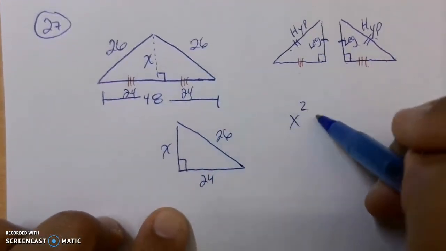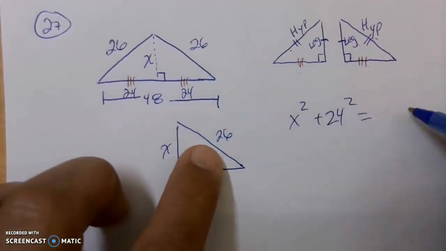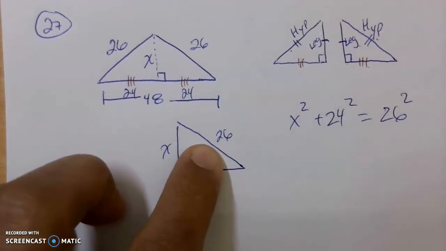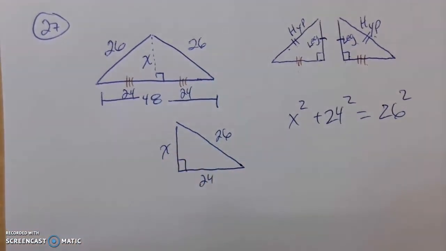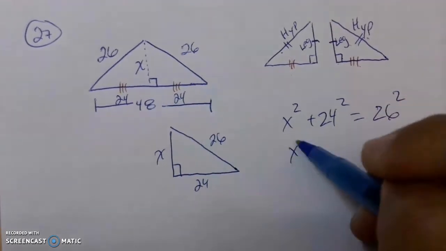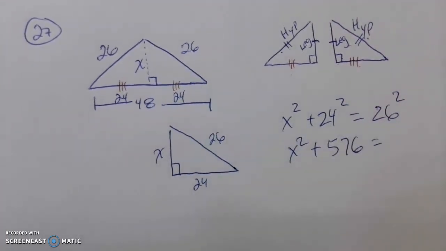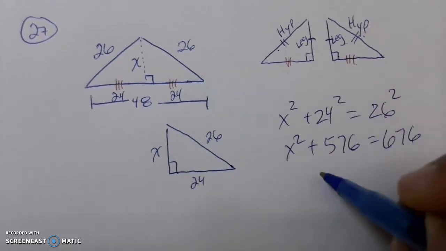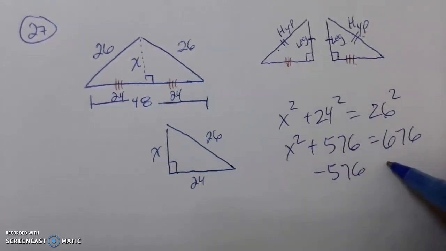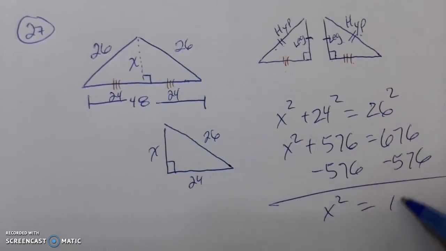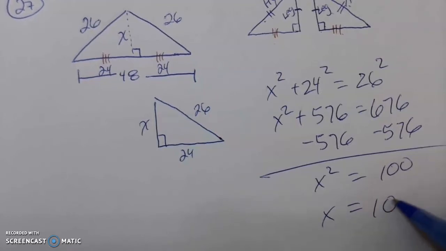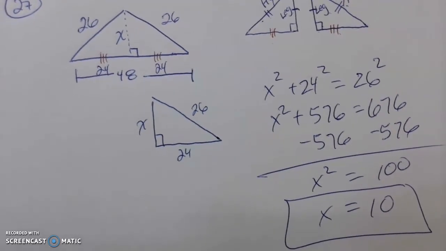We're going to do our a squared plus b squared is equal to c squared. Obviously you want to make sure the correct number for c is opposite the 90 degrees. I'm just using my calculator here. x squared plus 576. 26 squared is 676. We're going to minus this over. x squared is equal to 100. Square root of 100 is 10. So the answer is 10.